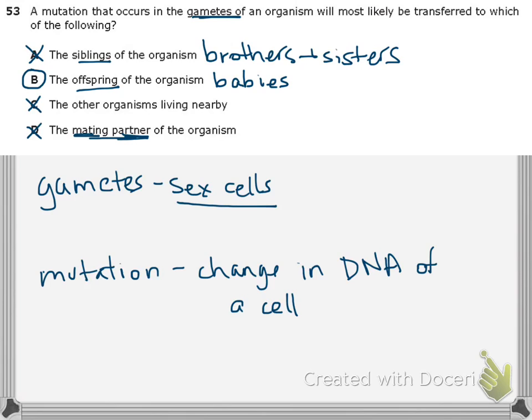And offspring, babies, are what are formed from the gametes or sex cells, and so they will be the only ones that get the DNA that had the mutation within those cells. So 53 is answer choice B.